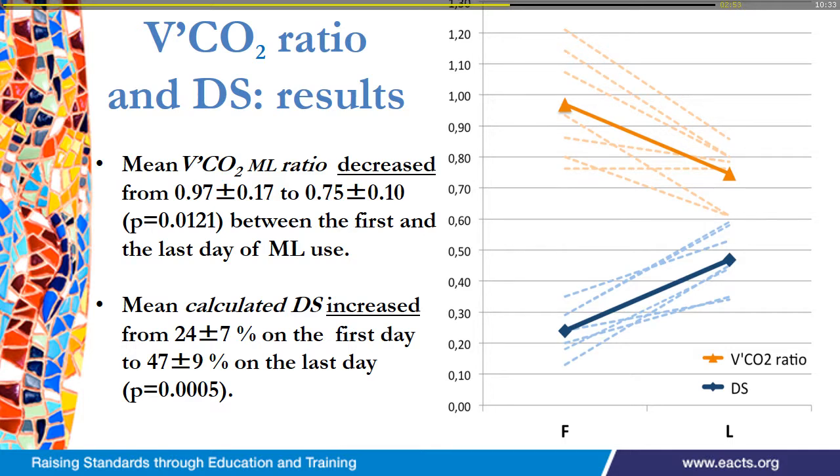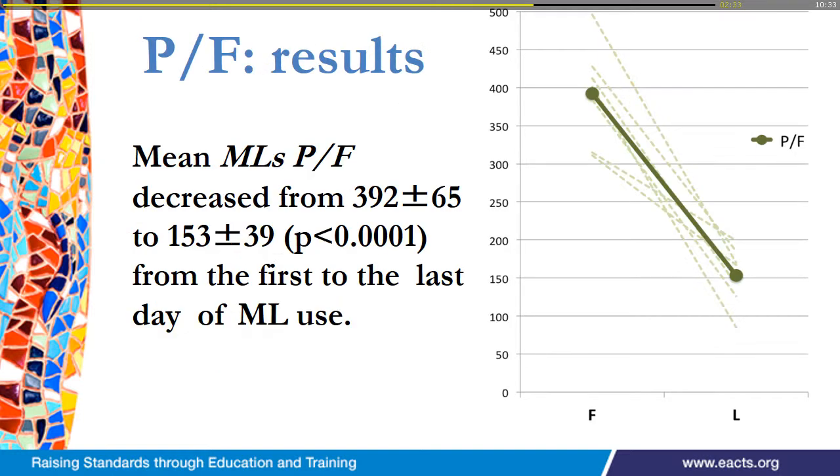Using all data, we obtained this graph, where you can see the mean VCO2 ratio decreased from 0.97 to 0.5, and as we expected, the mean dead space increased from 24 to 47 percent. In line with this, the PF ratio decreased from 392 to 153 between the first and the last day.